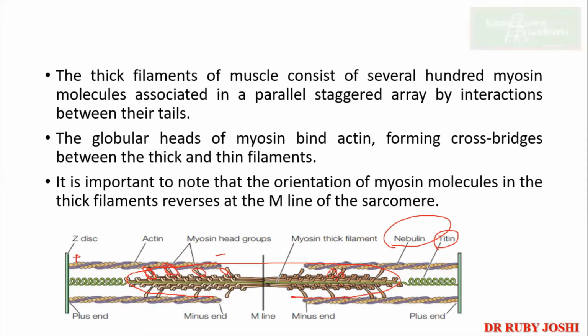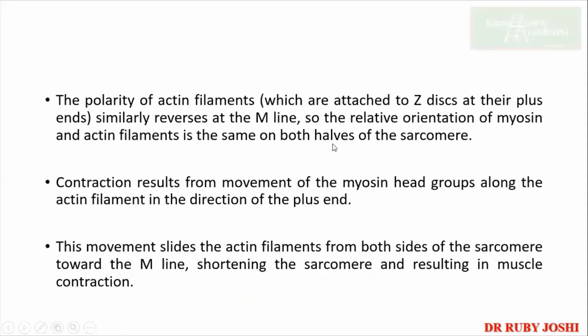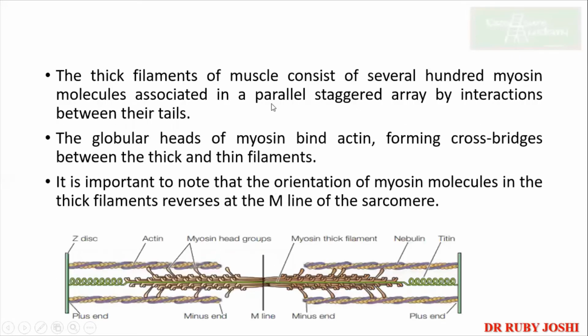Okay, so far so good. Now here the orientation of the myosin molecule is important. Let's see how this is happening. So the polarity of actin filaments similarly reverses at the M line. Now, what do you mean by reverses? See, if you look at the figure, here the direction of the myosin filament is this, and here it is the other direction. It becomes like this, right? So the actin filaments will move this side. This one holds it and pulls it this way, that one holds it and pulls it that way, and hence the Z disc becomes short, resulting in the contraction.